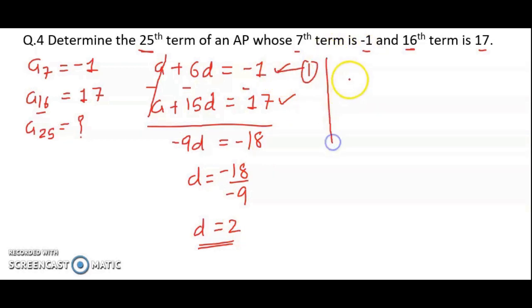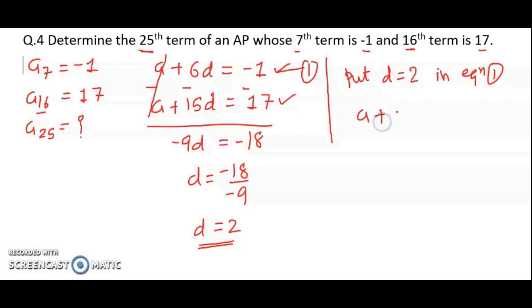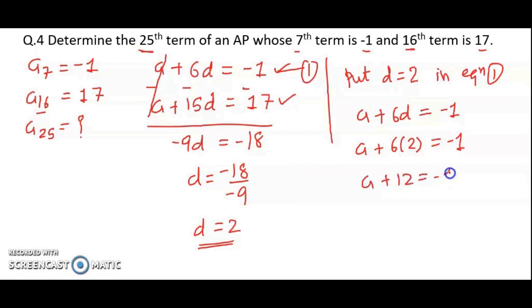So if you put D equal to 2 in equation 1, so here you can write equation 1 is A plus 6D, that is equal to minus 1. So A plus 6, in place of D we will put 2. So we get A plus 12 equal to minus 1. You can say A equal to minus 1 minus 12. So we get A equal to minus 13. So here we get the value of A and value of D. D equal to 2 and A equal to minus 13.